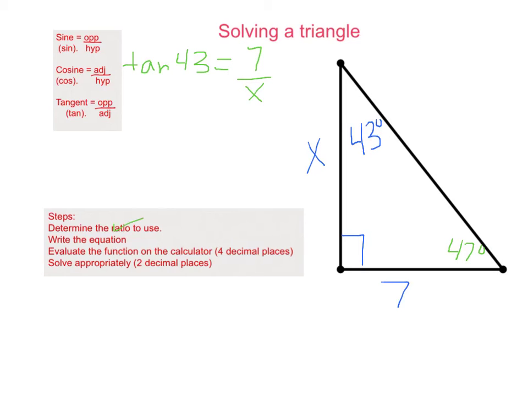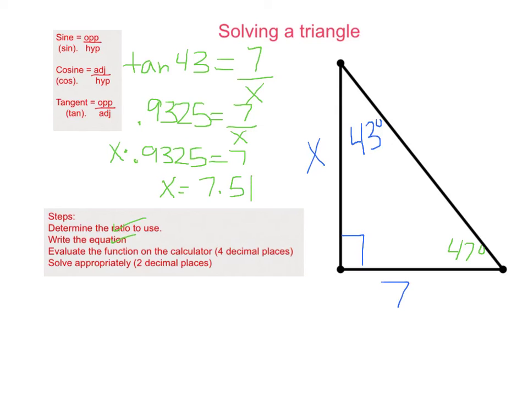So we've determined the ratio and we've written the equation. We're now going to evaluate this function. The tangent of 43 is 0.9325, which is equal to 7 over x. So now to solve this, we're going to multiply by x, and then we need to divide. If we do 7 divided by 0.9325 on the calculator, we're going to get x is equal to 7.51.